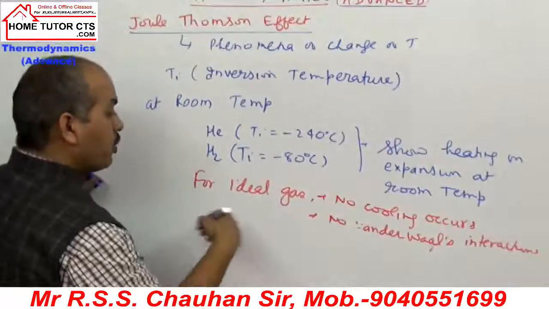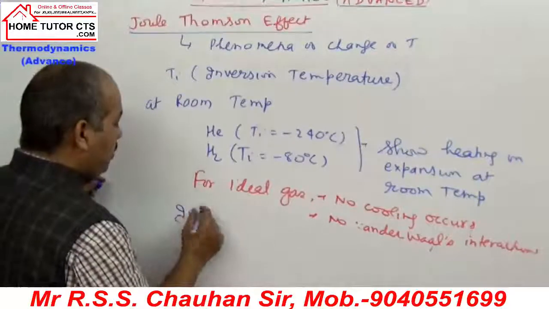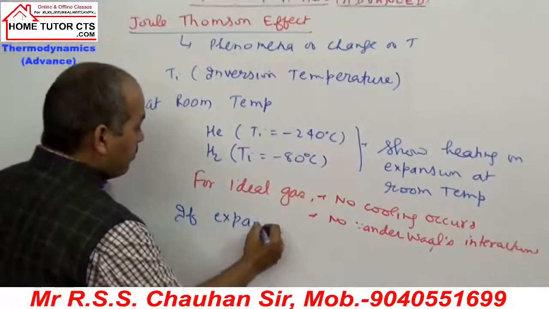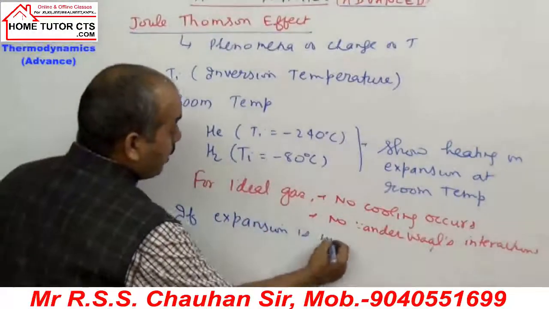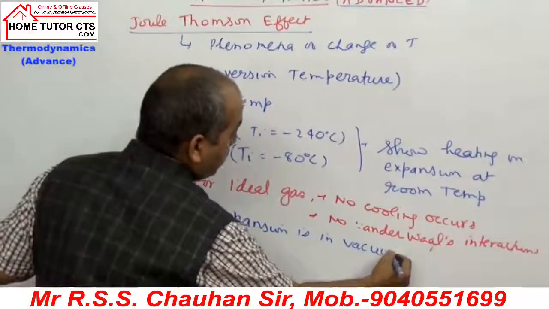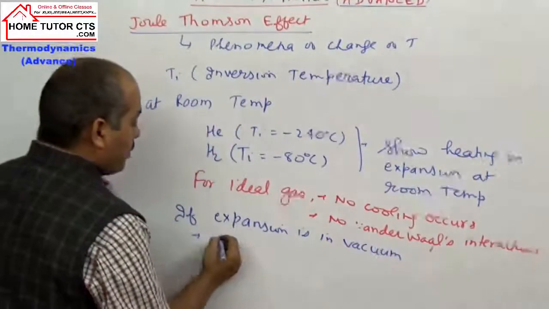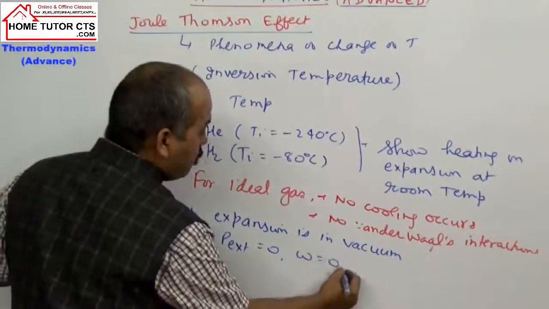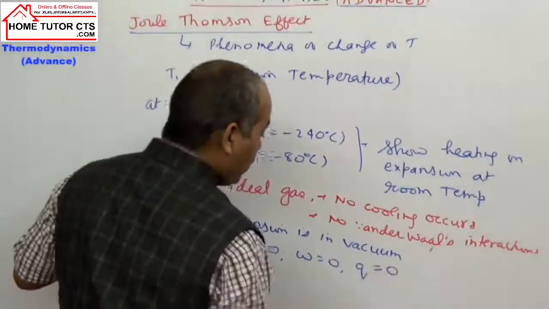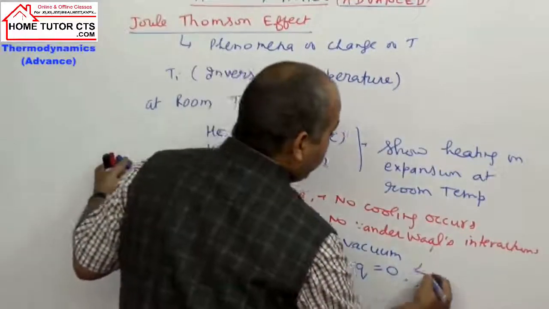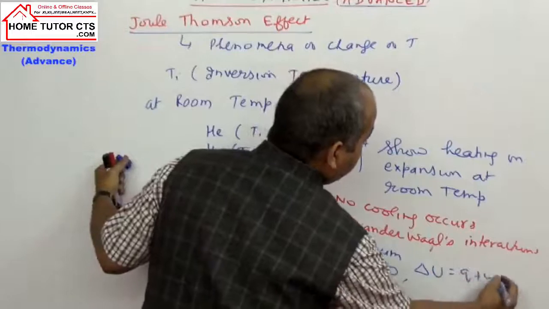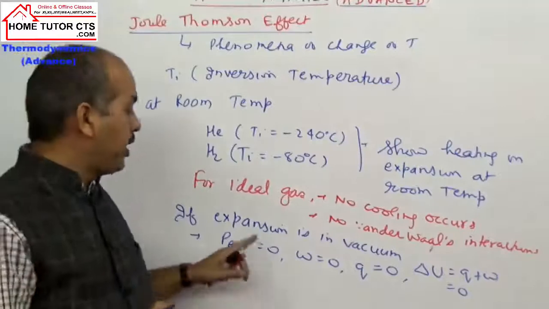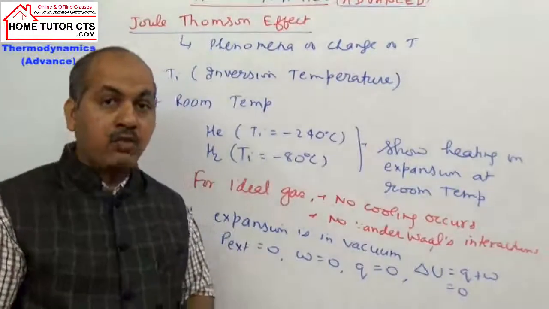If the gas undergoes expansion in vacuum, then what is P external here? 0. So what is work done taken here? 0. Already the condition is adiabatic, so Q is 0. So in such a case, what can be taken? Delta U, that is Q plus work, equal to how much? 0.